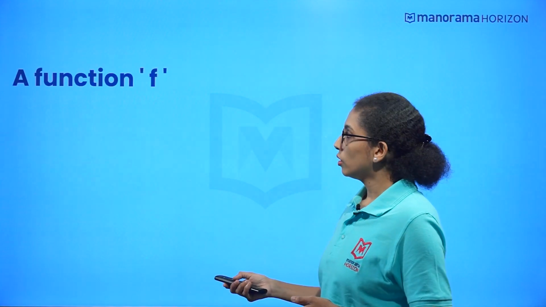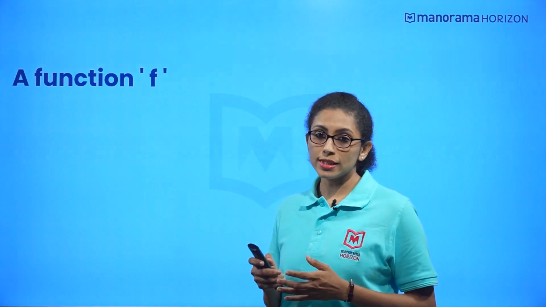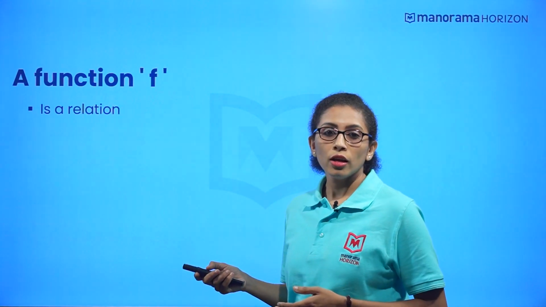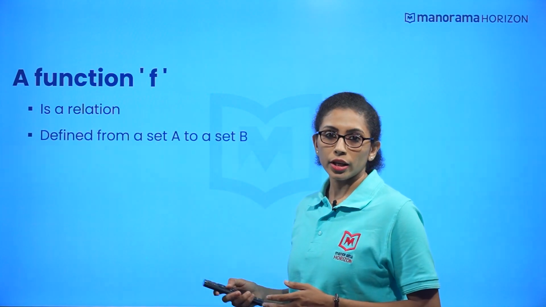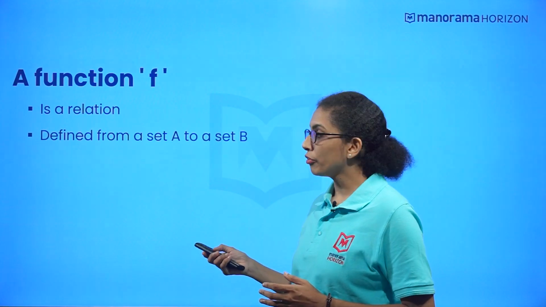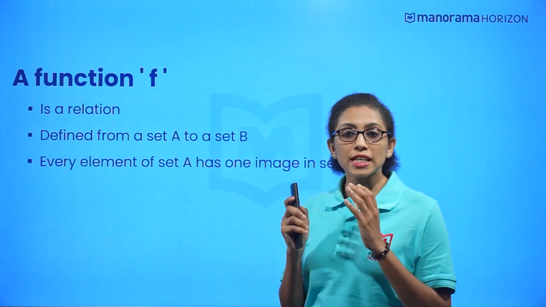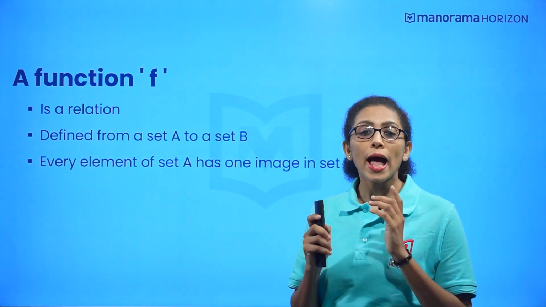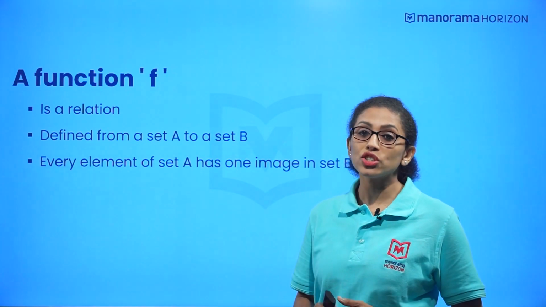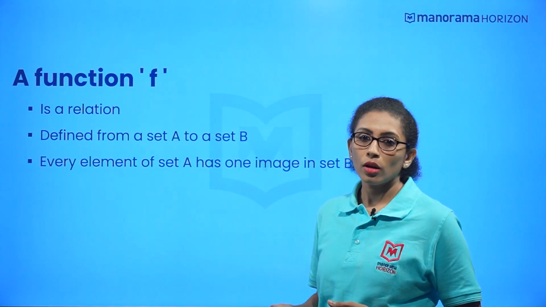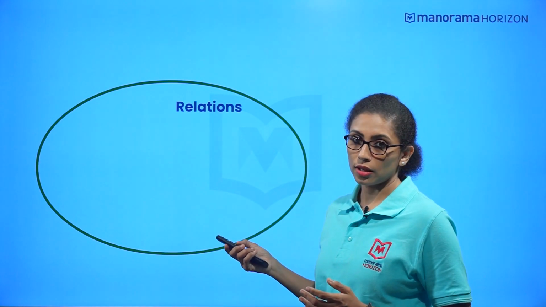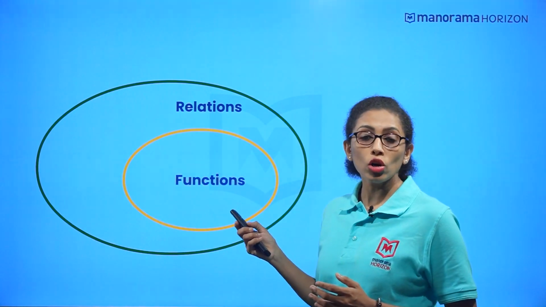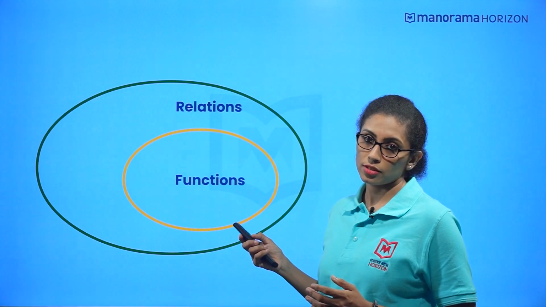Let's see the mathematical approach. Function f is a relation defined from set A to set B if and only if every element of set A has one and only one image in set B. Note, all functions are relations, but not all relations are functions.